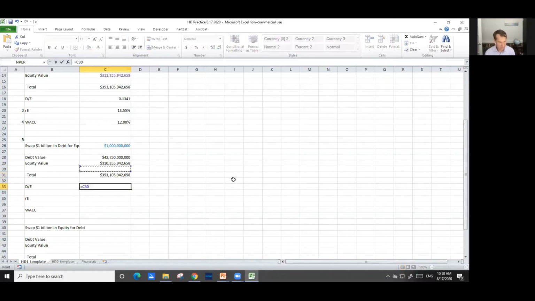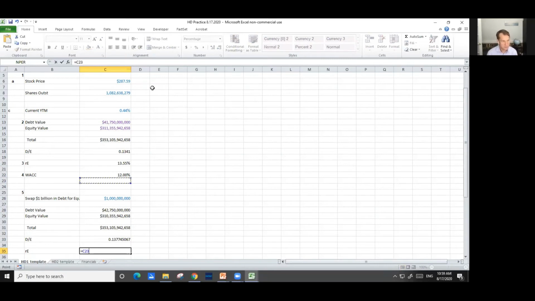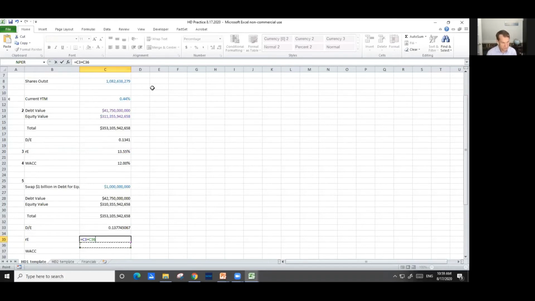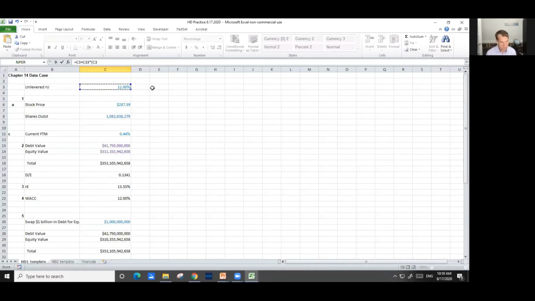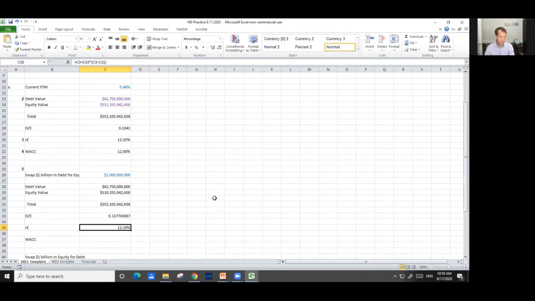Debt to equity, debt divided by equity, is now 0.377, a little bit higher than 0.341 in the prior case. And then it will be 12% unlevered cost of equity plus debt to equity ratio times unlevered cost of equity minus cost of debt. So now the cost of equity went up a little bit because the company has more debt now.